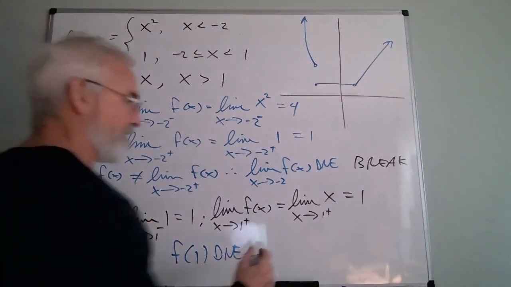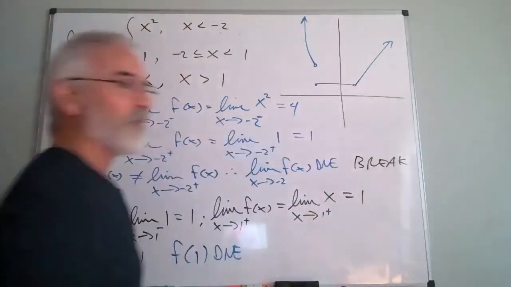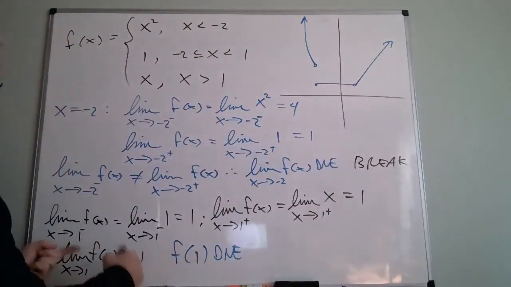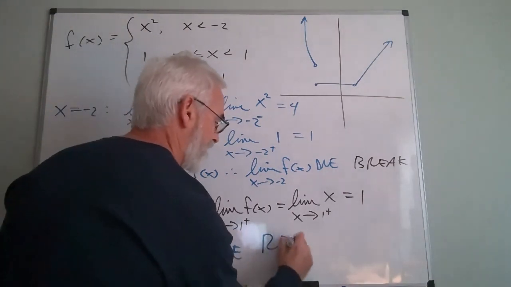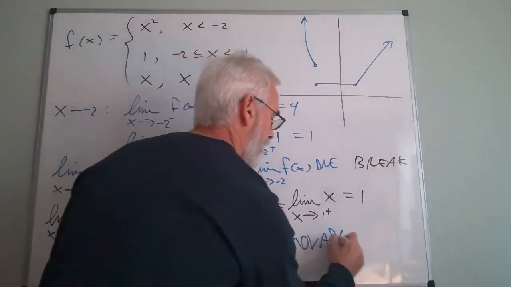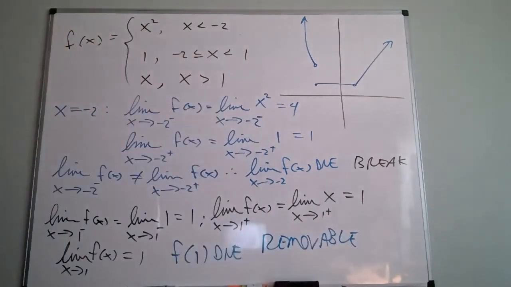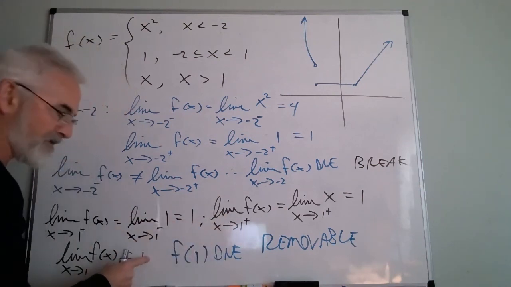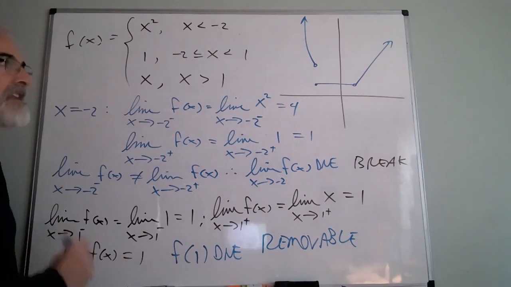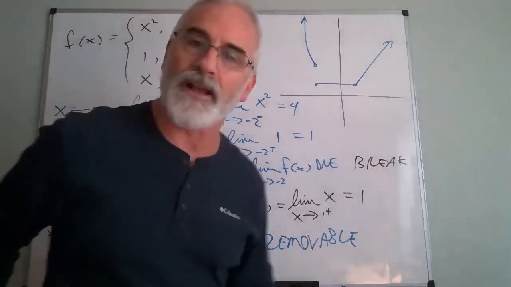No. What type of discontinuity? I mean, you know from the picture, but what type of discontinuity? The limit existed, but the functional value didn't. That means it's removable. And we got that by examining the limits, not from the graph itself. We just showed that the limit from the left and the limit from the right were both 1, so the limit existed.